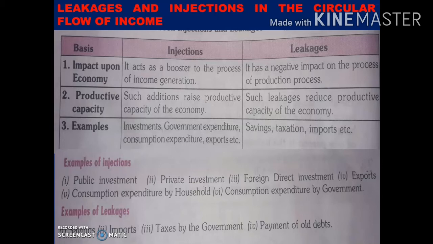Say, for example, savings, taxation, imports. If we are importing from another country, we have to pay money, so it's a form of leakage. We are paying them. Next, savings: we are keeping it somewhere, so we are not utilizing it. So it's also a leakage.